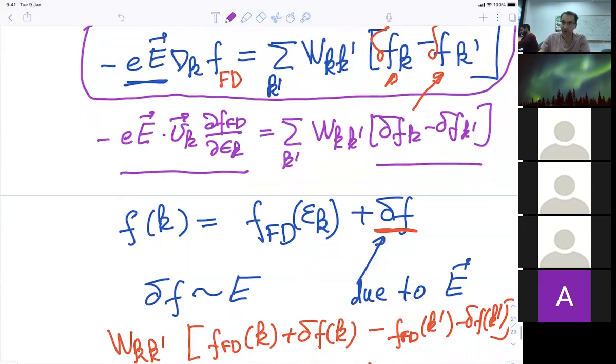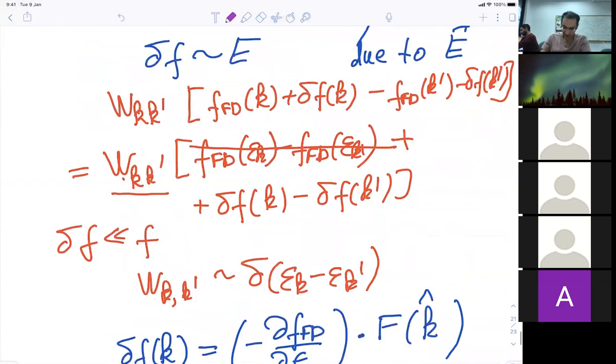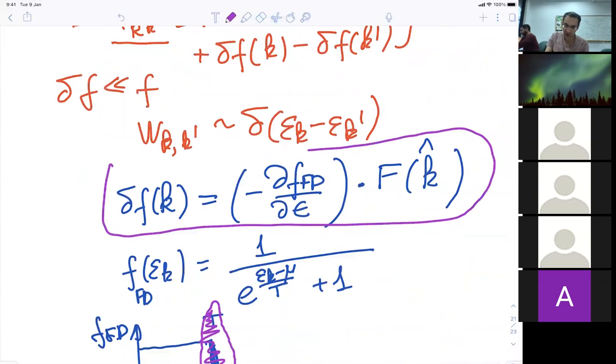And this is something that we need to compute. Okay, that's why once we realized that things will be only different from zero in the vicinity of the chemical potential, we are looking for the following solution of this equation. So some function that is also restricted to the vicinity of the chemical potential times some unknown function f of k that depends on the angle.